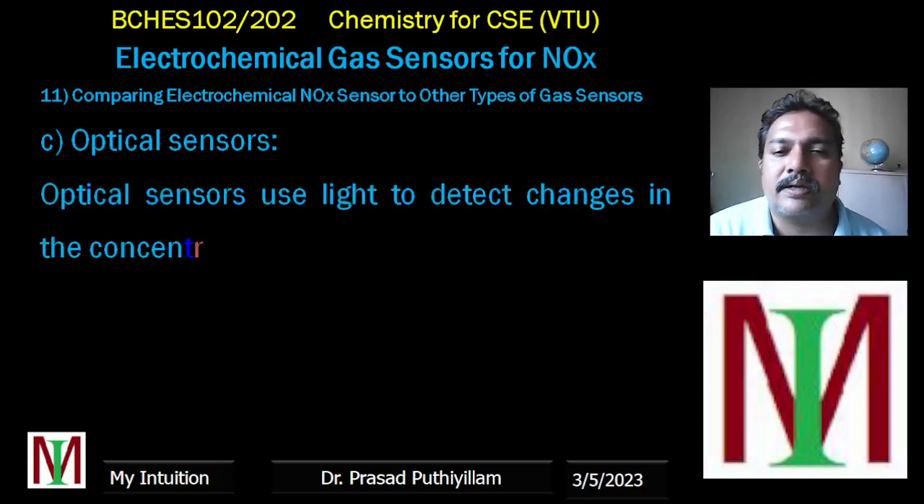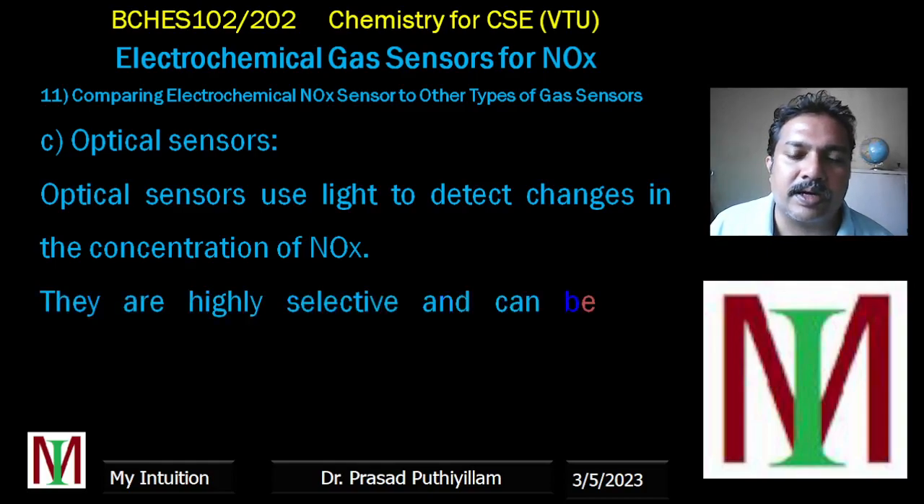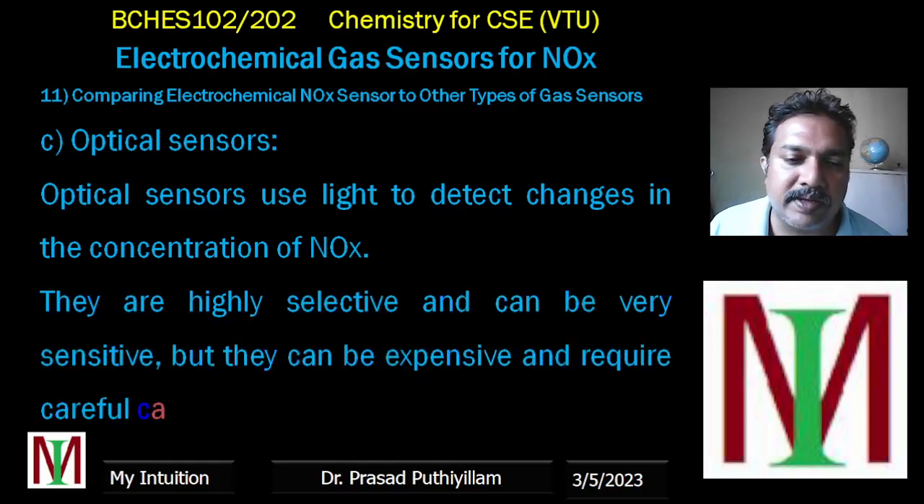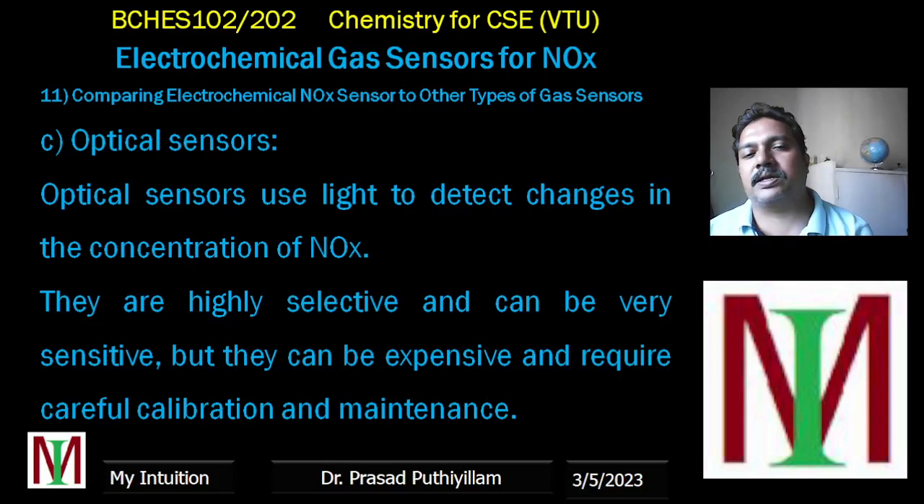Optical sensors use light to detect the changes in the concentration of NOx. They are highly selective and can be very sensitive, but they are very expensive and require continuous calibration and maintenance.